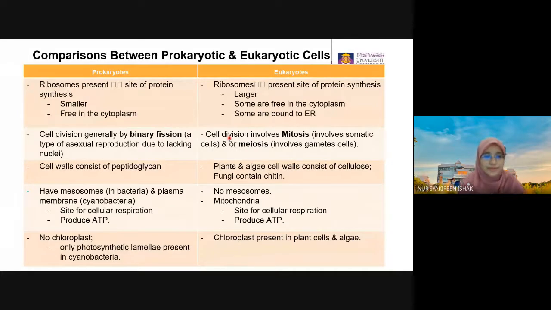So kalau mitosis melibatkan somatic cell, kalau human dalam keadaan diploid lah, 2N kan, which is the total chromosome of 46. For gametes, it is N, which is half of 46, that is 23 chromosomes. So for prokaryotes, that is what I mentioned.